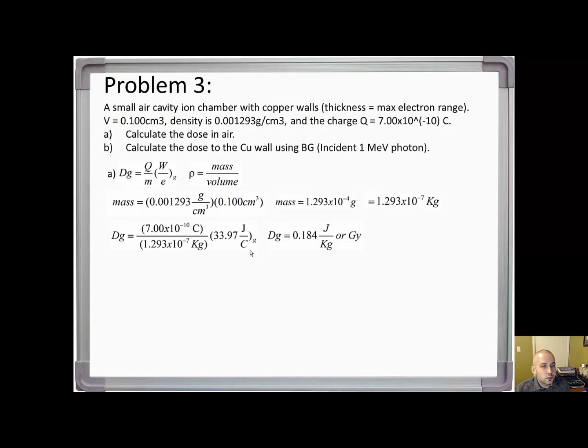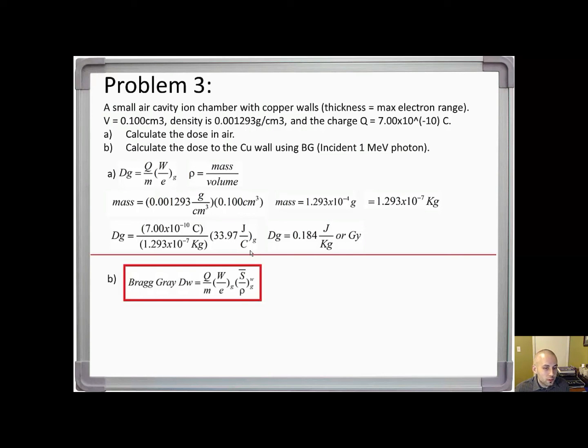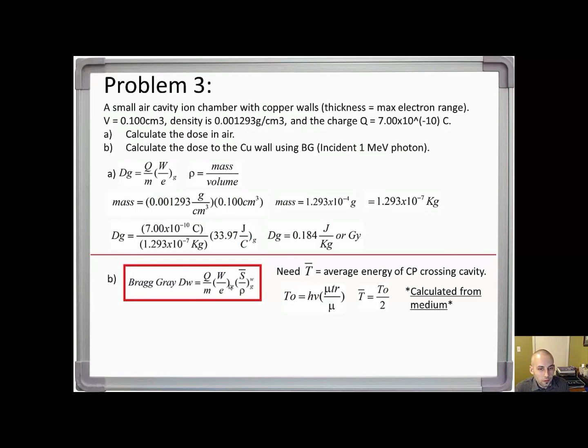Now moving on to part B. Calculate the dose to the copper wall using Bragg-Gray. And let's assume we have an incident 1 MeV photon. So there's our Bragg-Gray formula. Now, this is the catch. We want to calculate the average mass collision stopping power, right? So we need to know the energy to grab the stopping power at, and I'll show you how to calculate it essentially.